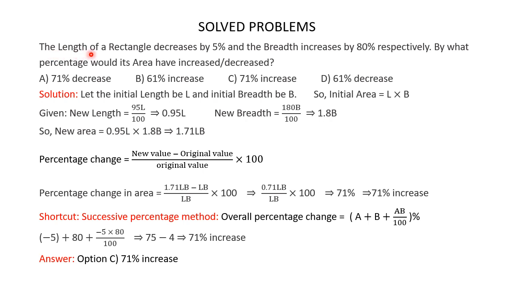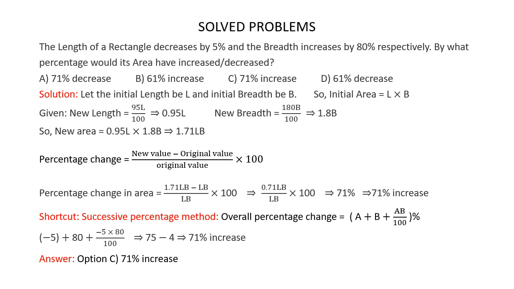The length of a rectangle decreases by 5% and the breadth increases by 80% respectively. By what percent would its area have increased or decreased? Here you are given 4 options and you have to find out which of these options is the correct one. So here you are asked to find the percentage change. Now we know that percentage change is equal to new value minus original value divided by original value multiplied by 100. So if we know the new value and original value, we can easily find the percentage change.